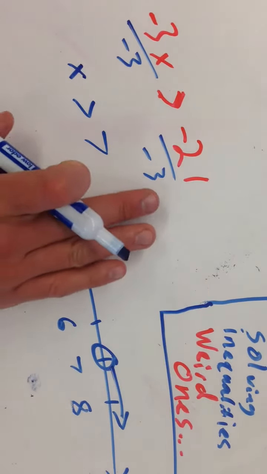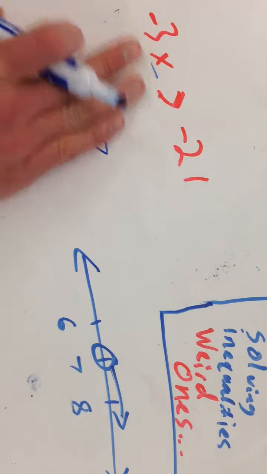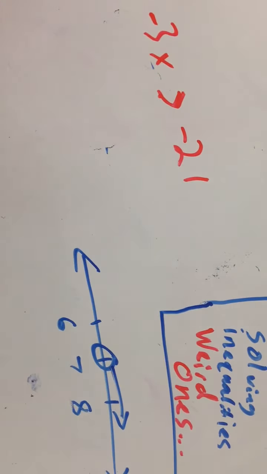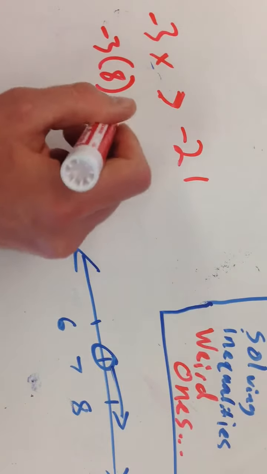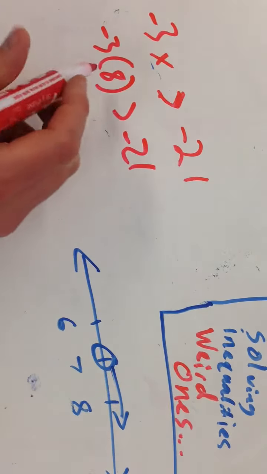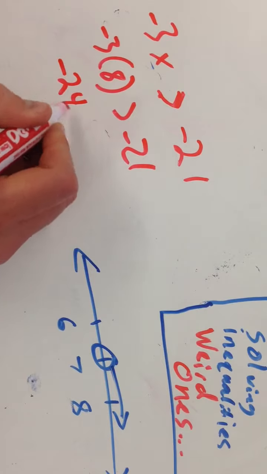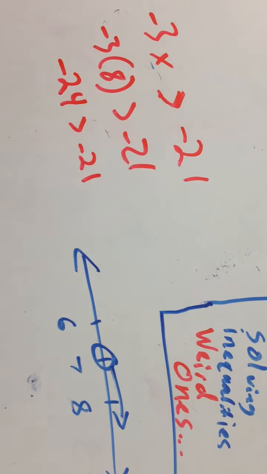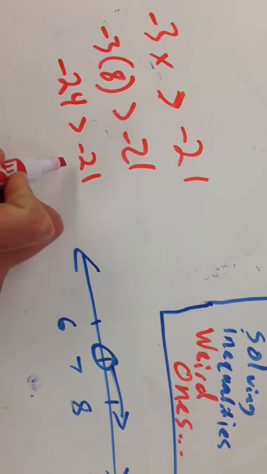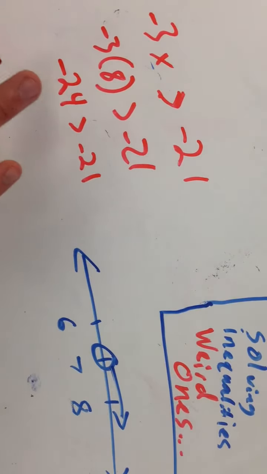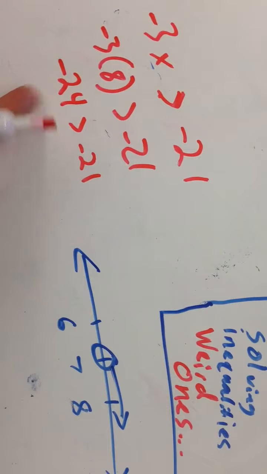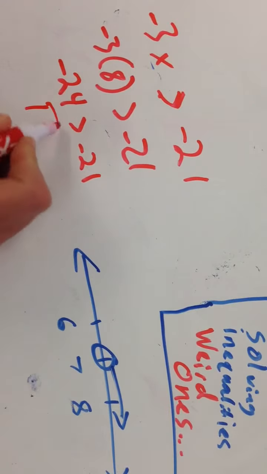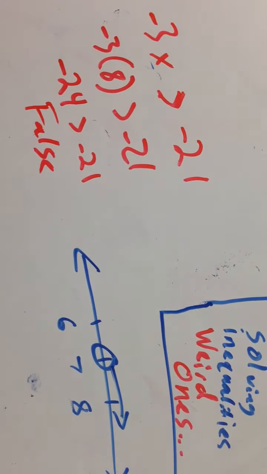If I go back to the original inequality, let's see if 8 actually makes this true. If I plug an 8 in, I get negative 3 times 8. Is that greater than negative 21? Well, this will be negative 24. Is that greater than negative 21? Now, 24 is a bigger number than 21, but when we're talking about negatives, it's the flip-flop. I would rather be in debt $21 than $24. So actually, this is false.